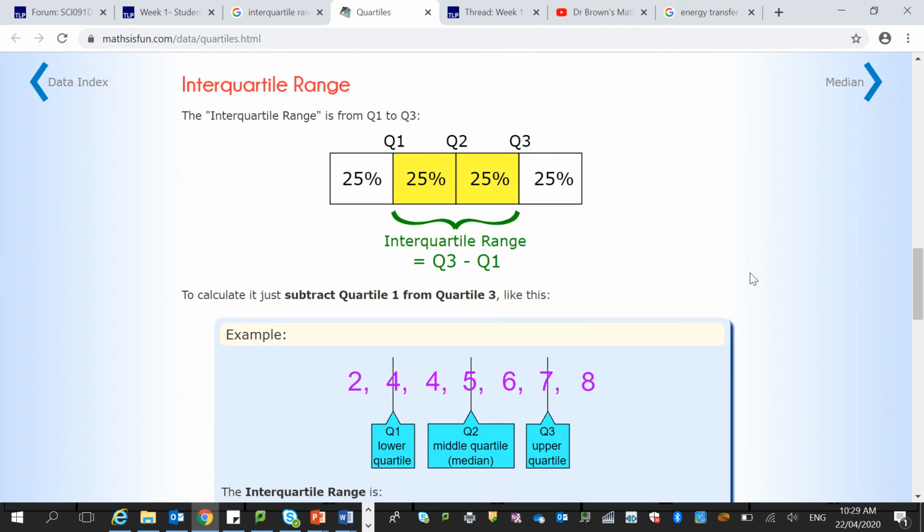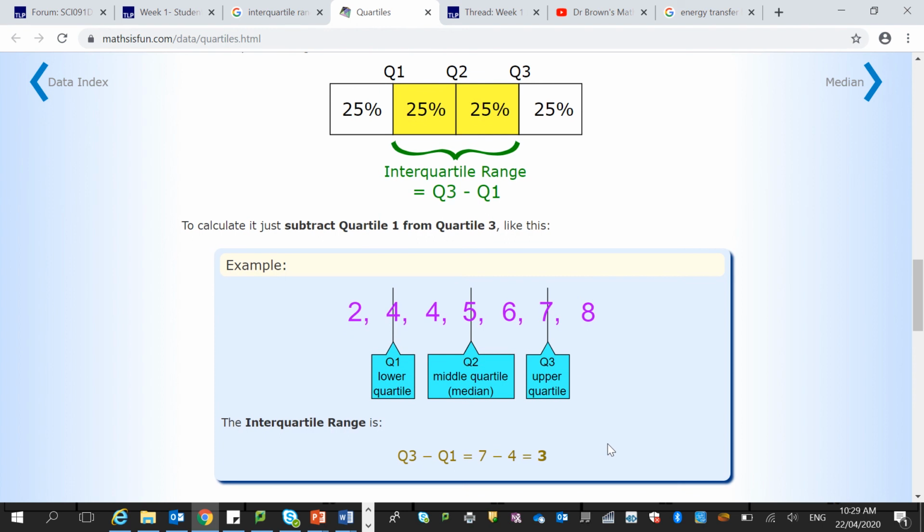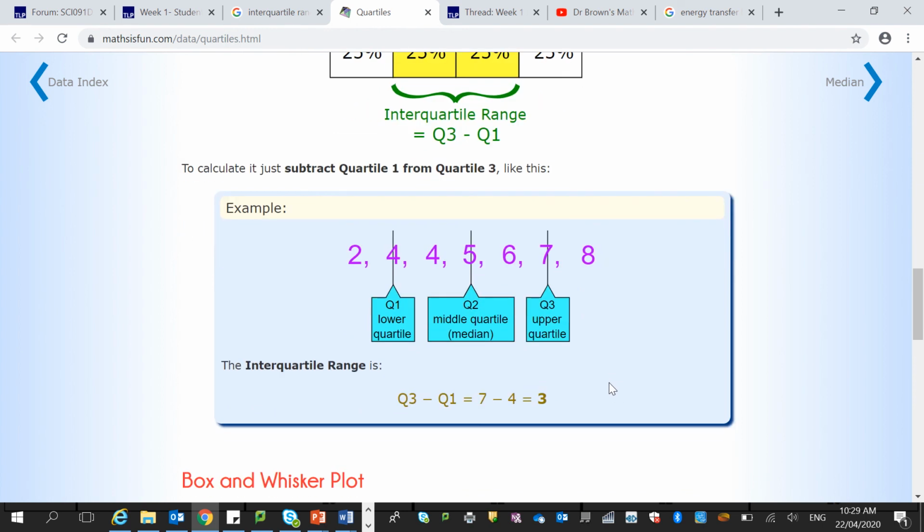So the interquartile range is the middle 50% of the data. So the range is the biggest number minus the smallest number. So in the case of this data here that we started with, it would be 8 minus 2, which is 6. However, the interquartile range is the third quartile, which is 7, minus the first quartile, which is 4. So 7 minus 4 is 3. So our range is 6, but our interquartile range is 3.